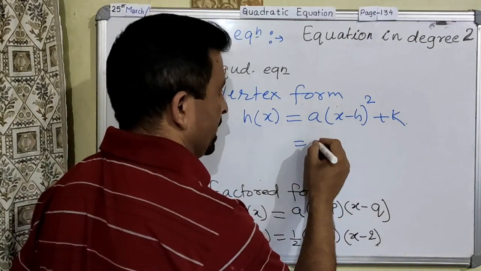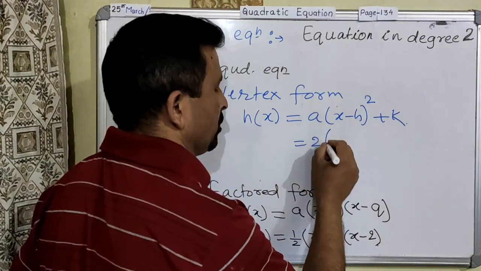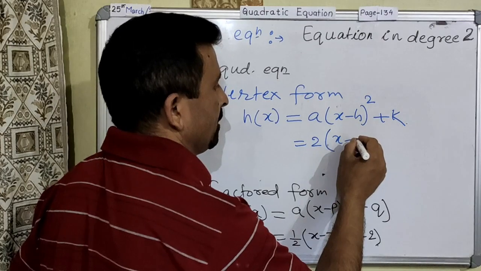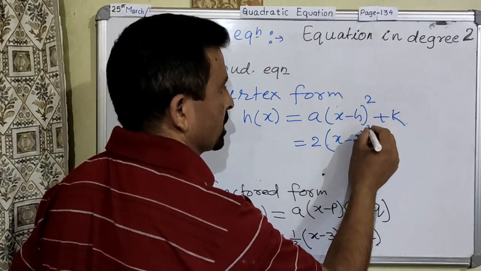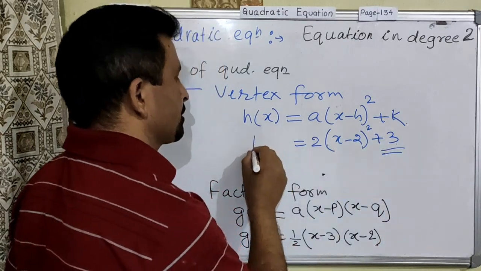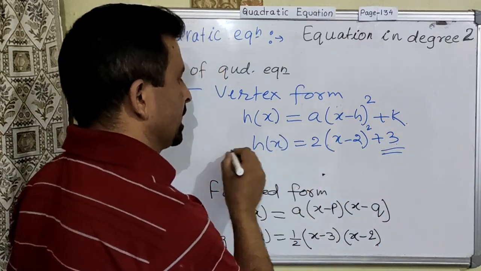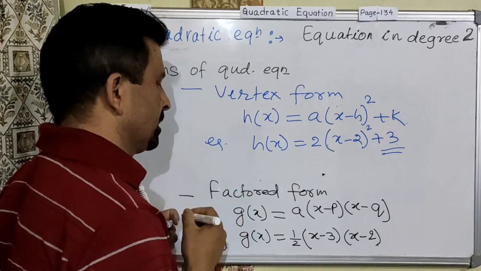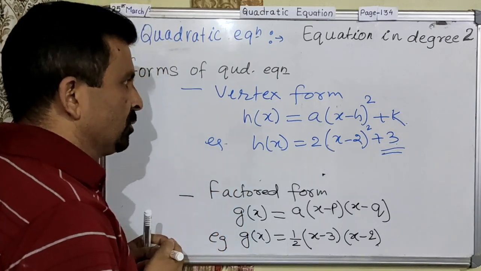So this also could be any number. Suppose this time it is 2, and this is x minus 2 whole square plus 3. So this is one example of your vertex form of quadratic equation. Is it okay? We have used a different notation.